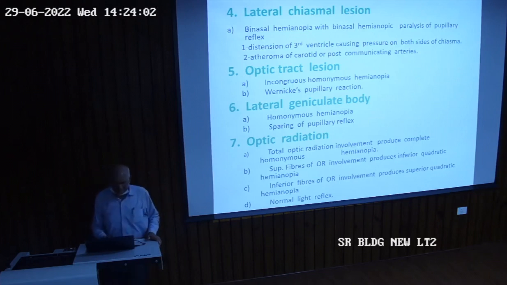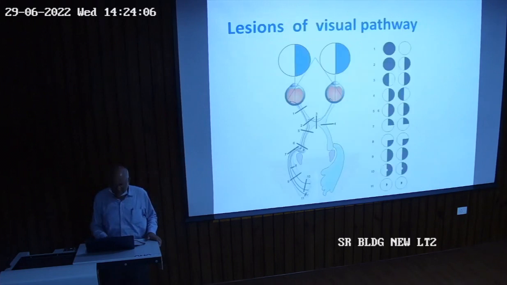Optic radiation, lesion at the optic radiation. You can see here, whole of this is the optic radiation. Suppose the lesion is here. There is some congruous or incongruous superior quadrantanopia or inferior quadrantanopia. All fibers are not involved. But here, the typical optic radiation, this is the right hemianopia, left side, same thing. Like optic tract, same thing.